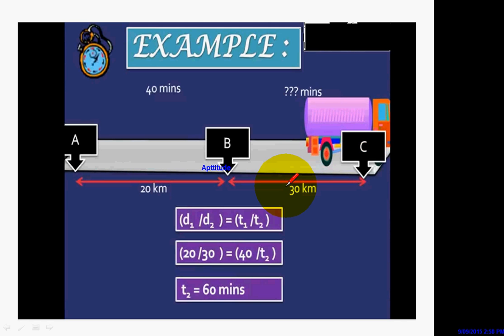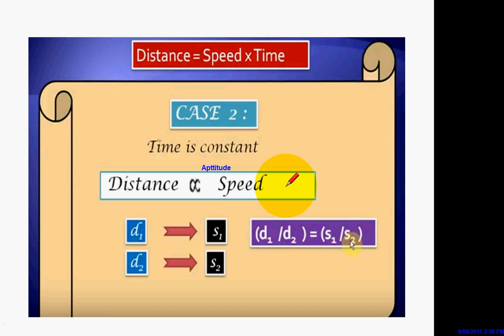Is it clear? So here we assume that the speed is constant, so we can directly equate the distance and the time taken because they are directly proportional to each other. This is the first case. Now we move on to the second case with the same basic formula, and in this case we are going to keep the variable time as a constant one.